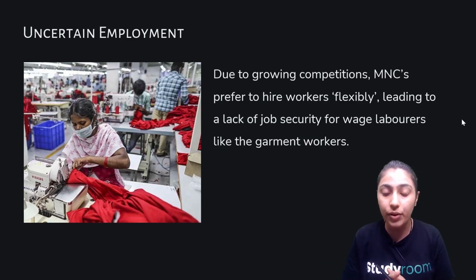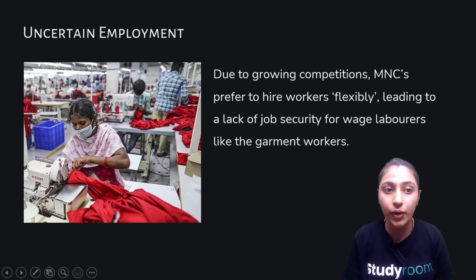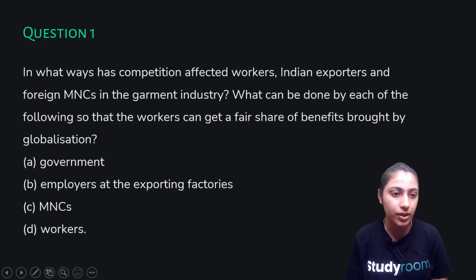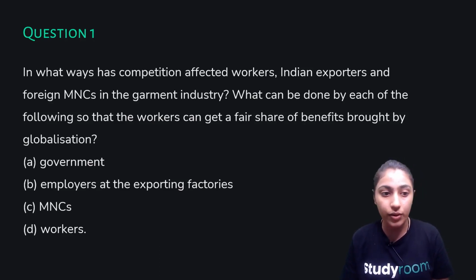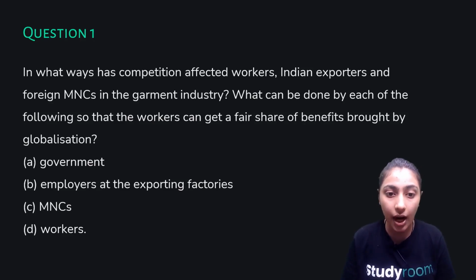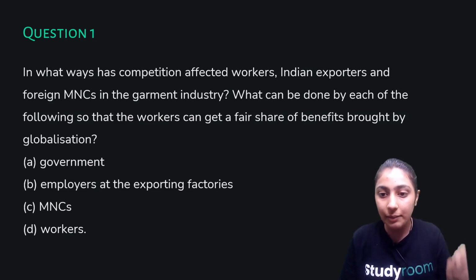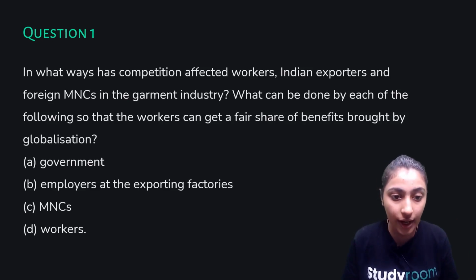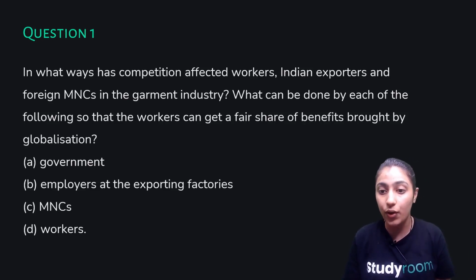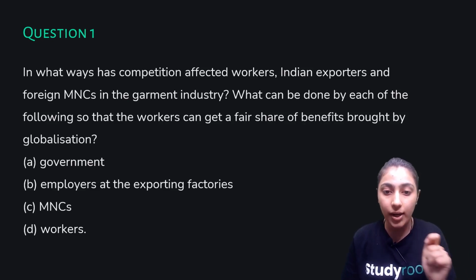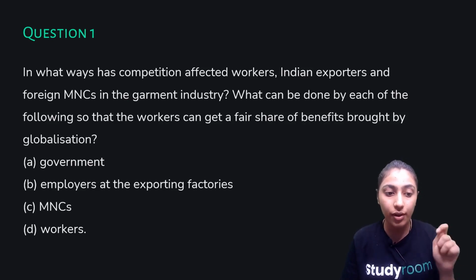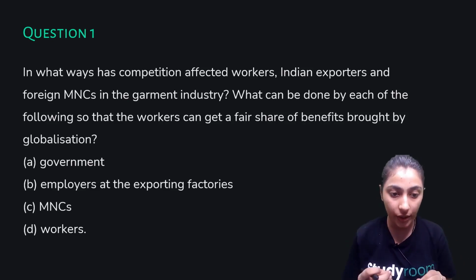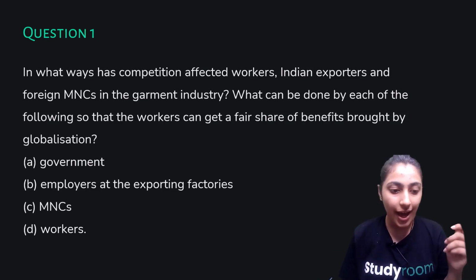And one of the examples is garment workers, the ones who work in garment factories, cloth factories. Now, in what ways has the competition affected workers, Indian exporters and foreign MNCs in the garment industries? What can be done by each of the following so that the workers can get a fair share of benefits brought by globalization? So now we have to answer this with respect to the government. Second is employers at exporting factories, MNCs.